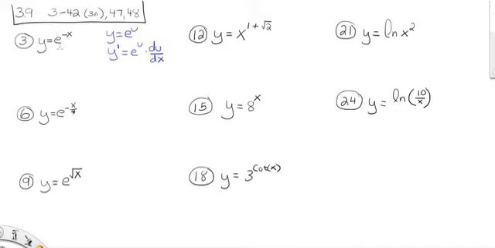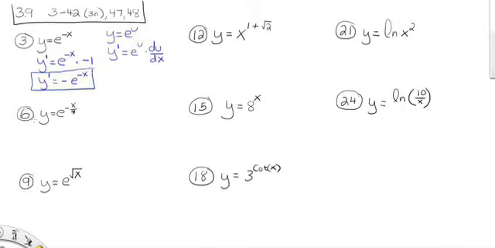So for number 3, this is a chain rule problem. The outer function is the exponential, the e. The inner function is simply negative x. So that means when we take the derivative, the derivative of e to anything is going to be e to that thing. And then we multiply by the derivative of the inside, which in this case is the power, negative x. And the derivative of negative x is negative 1. So the answer to this question is simply going to be negative e to the negative x. And that's it.